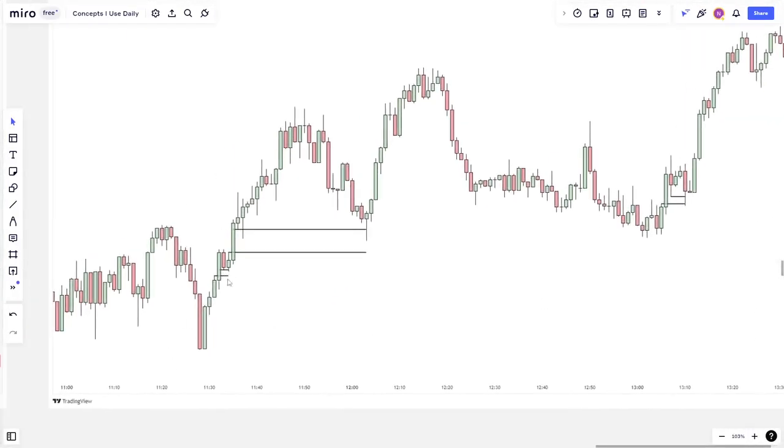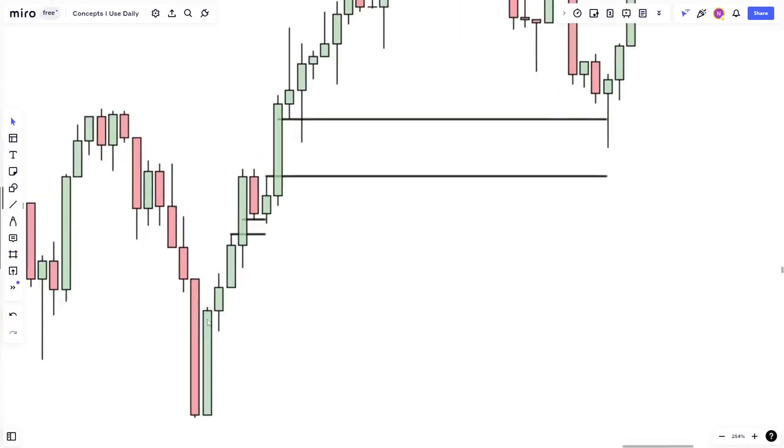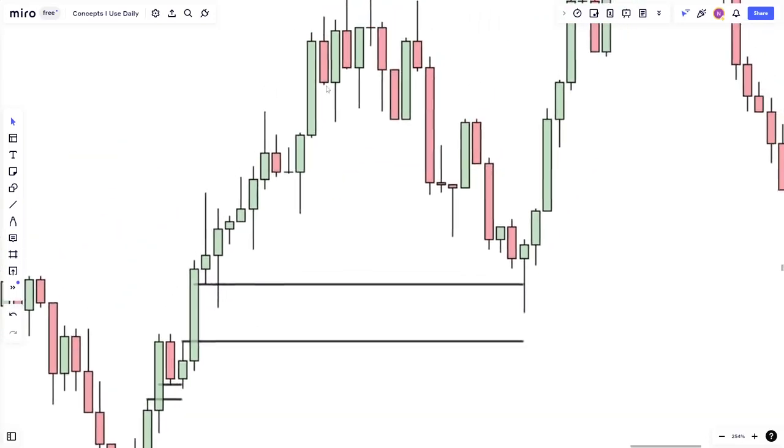Aggression higher, fair value gap. There's candle 1, 2, 3, fair value gap. Again 1, 2, 3, fair value gap, and once more. Mitigates this one, starts going higher.